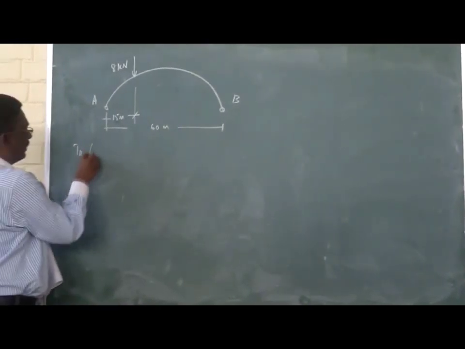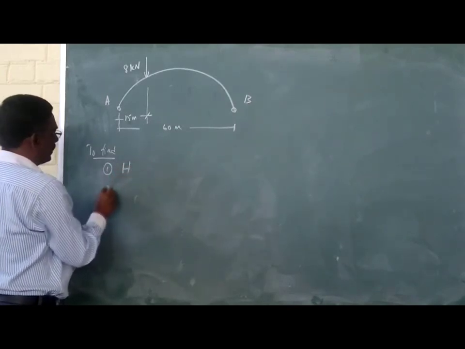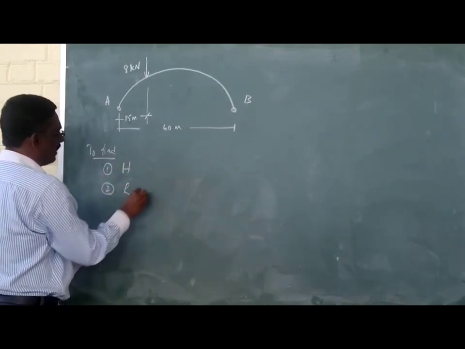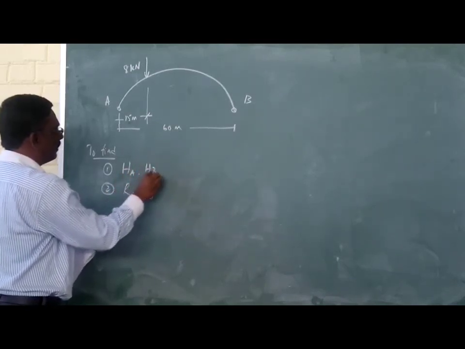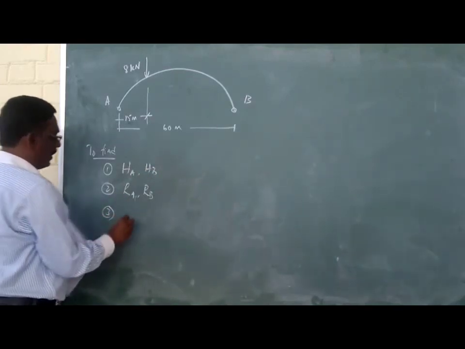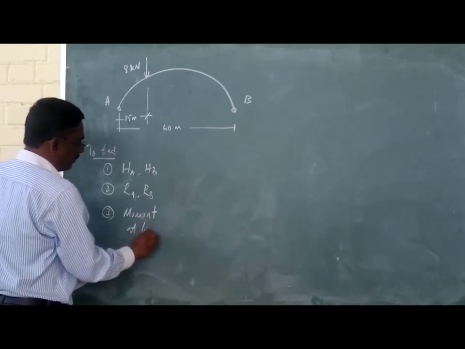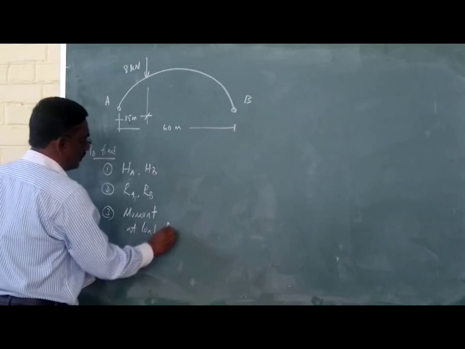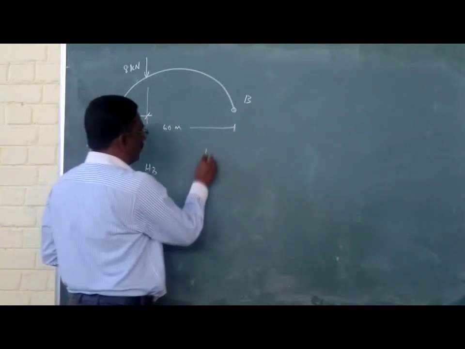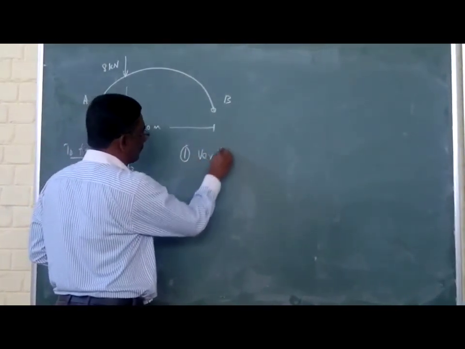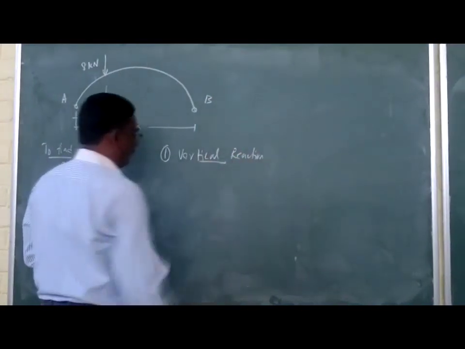We have to find, number one, the vertical reactions and horizontal thrust. Number two, the resultant reactions at A and B, and at the same time the horizontal thrust at A and B. Number three, moment at the load point, moment at the section, we can say. So the first step is to find out the vertical reaction.